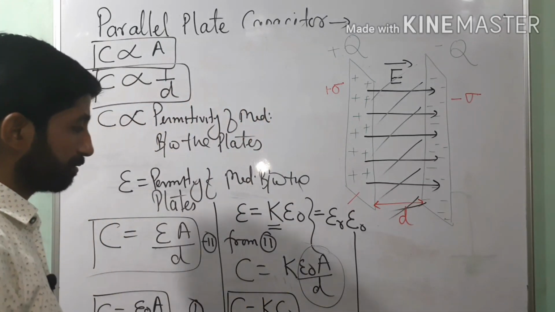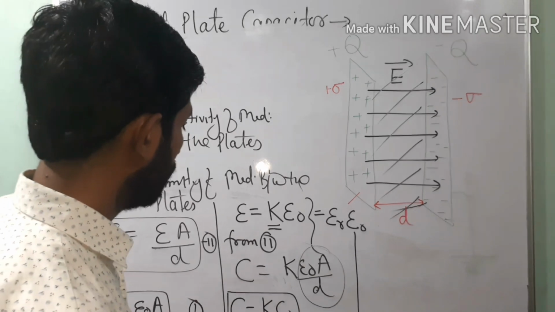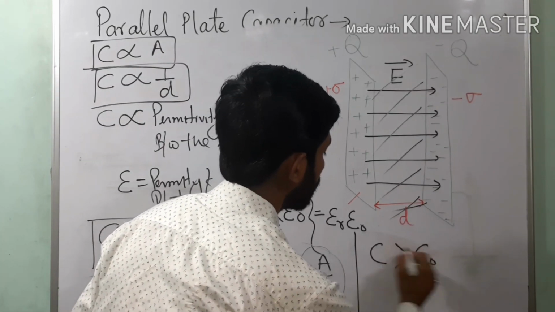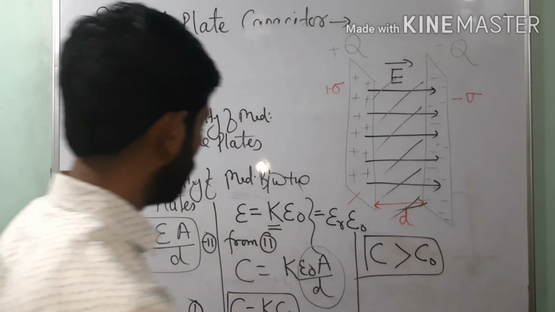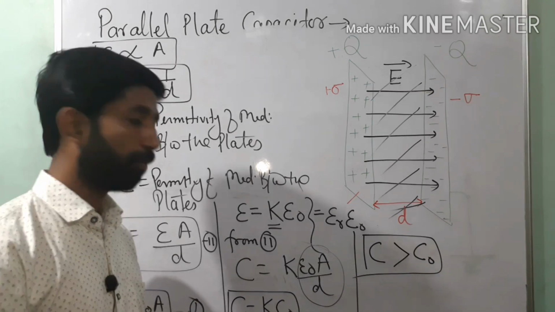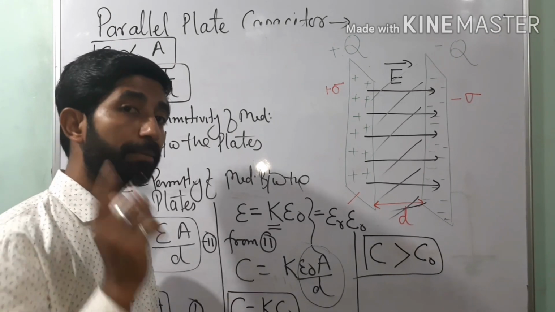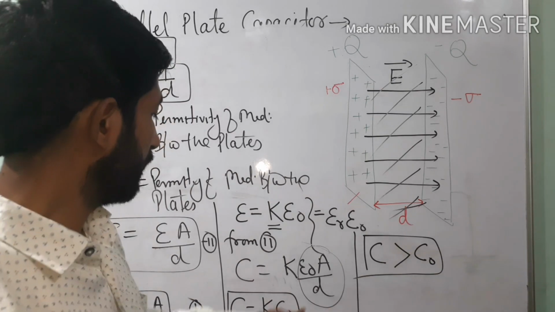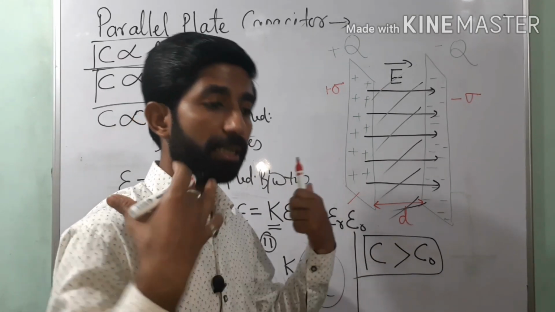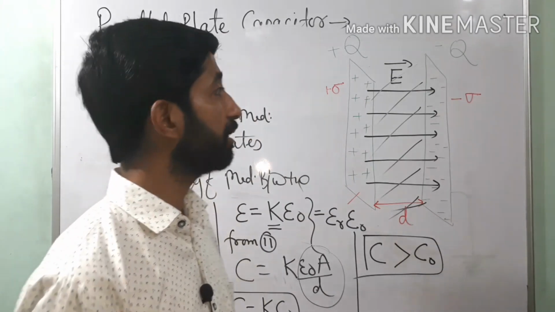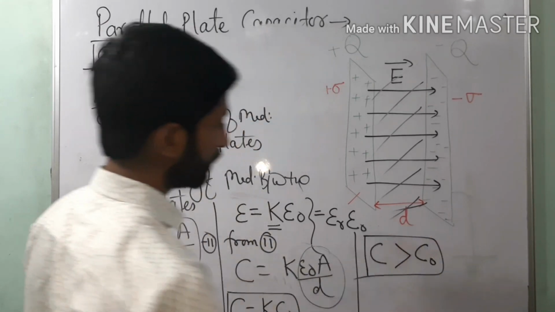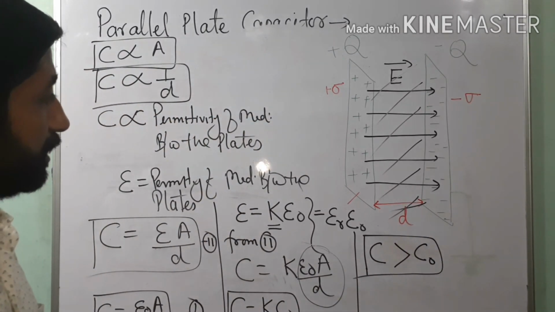Okay, that's not a part of the lecture today. So the C is always greater than C0. For example, if I put water, then for water, K is equal to how much? Remember, it is 80. Then it gets multiplied by 80, that is, the capacitance of the system becomes 80 times greater than that with air. Okay, so this is today's discussion regarding the capacitance of a parallel plate capacitor.